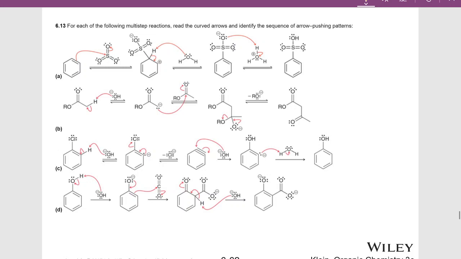So for each of the following multi-step reactions, let's identify the sequence of arrow pushing patterns. So for A, we've got nucleophilic attack, then proton transfer, then another proton transfer, okay? And then for B, we've got proton transfer, then nucleophilic attack, then, let's see, this is a loss of leaving group. So we've got nucleophilic attack, loss of leaving group. Okay, so here for C, we've got proton transfer, then loss of leaving group, then nucleophilic attack, then proton transfer. Okay, so next we've got proton transfer, then nucleophilic attack, then, let's see, proton transfer. Okay, so that's that. All right.